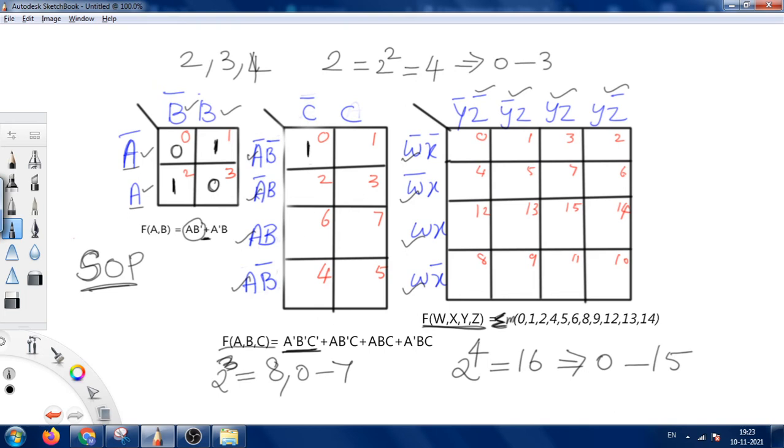Okay, next one is A, B bar, C. Where is A, B bar? A, B bar is here, the last fourth one. And where is C? C is in the next column. So A, B bar and C intersect here. So this is the value 1.